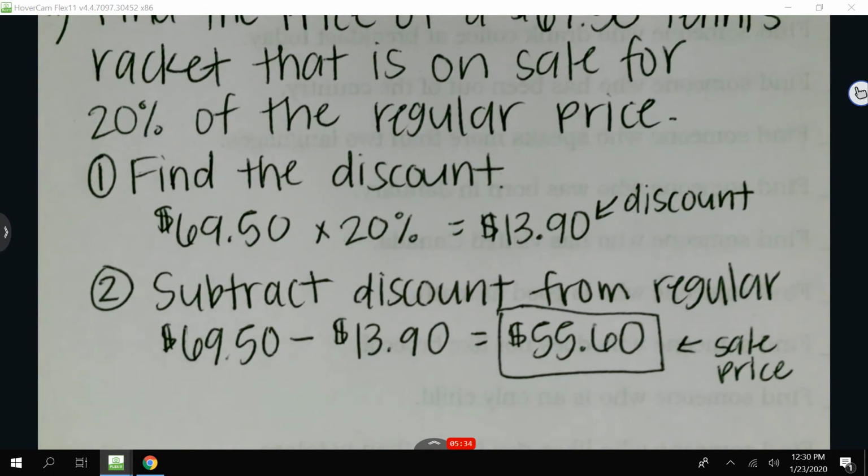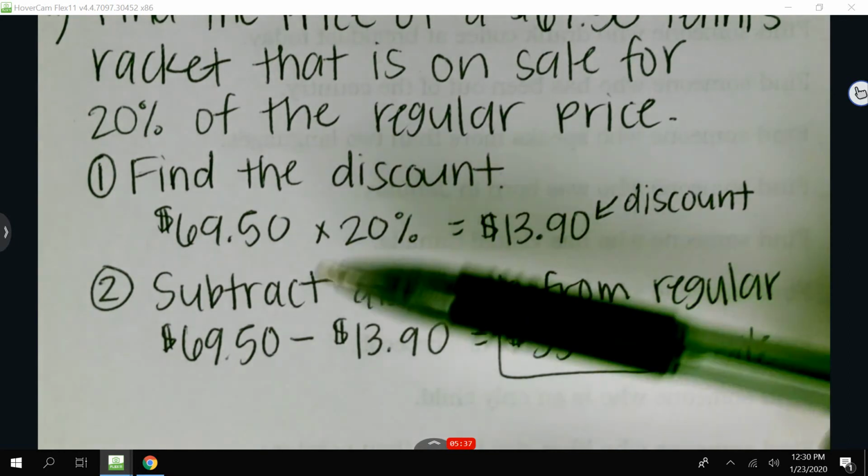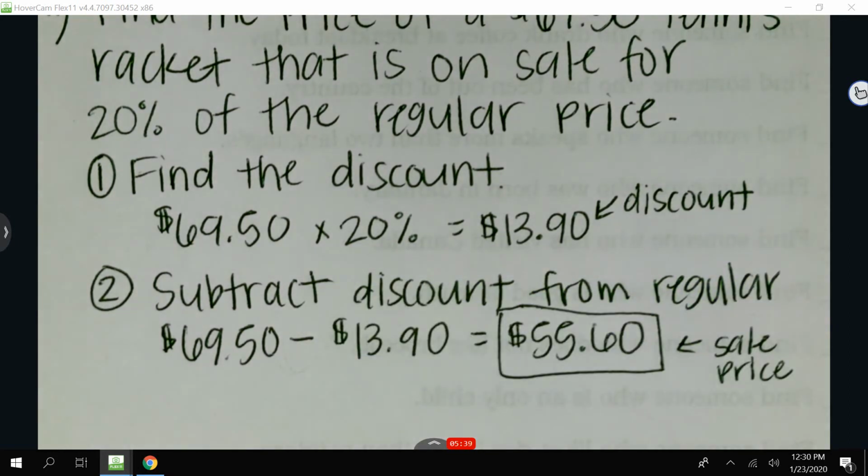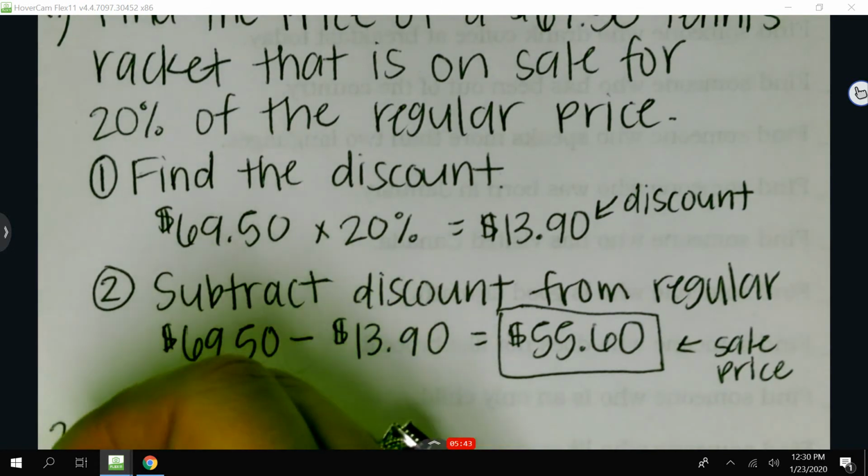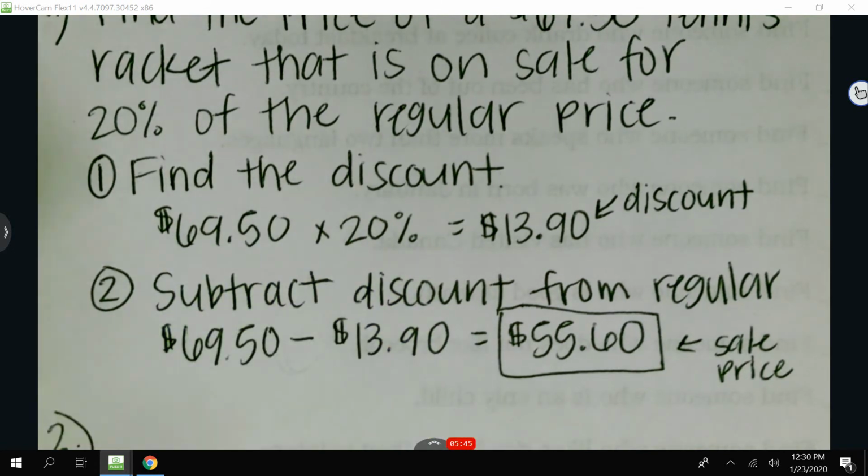So the only difference is you're just subtracting in your final step instead of adding. When we did tax and tip, you added that. Okay. Questions?